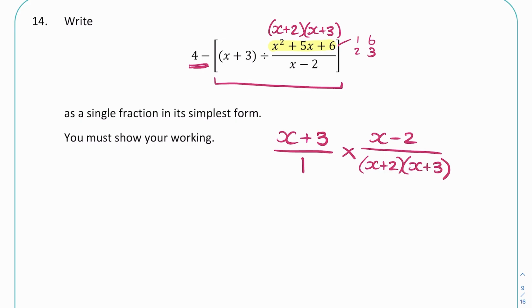There we go. And if we multiply those, everything on the top is going to times together. So these two, we're just going to put brackets around those and write them with their brackets, and then it's 1 times on the denominator. So this isn't too bad.